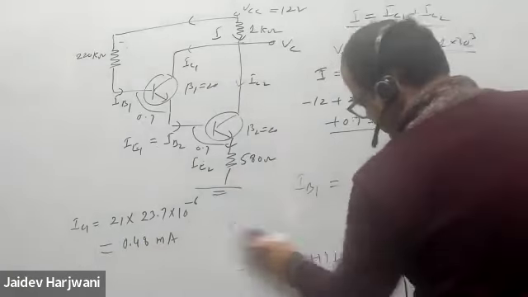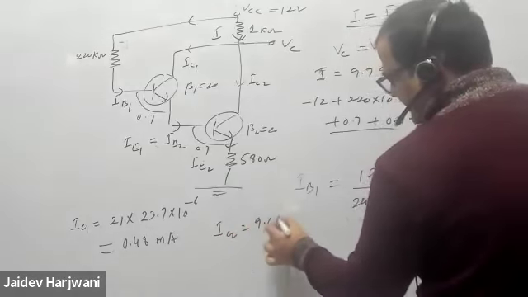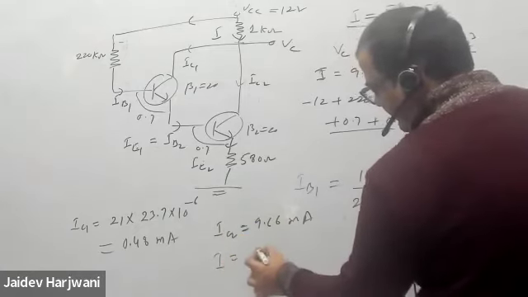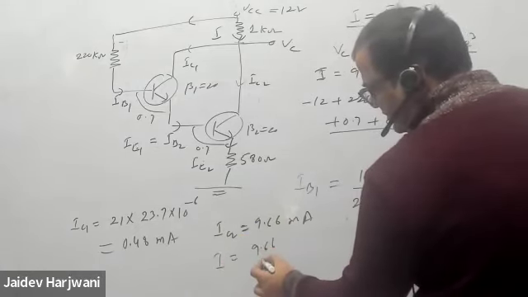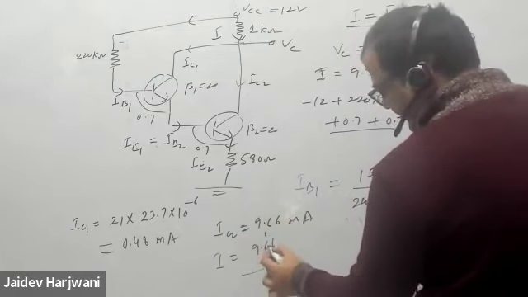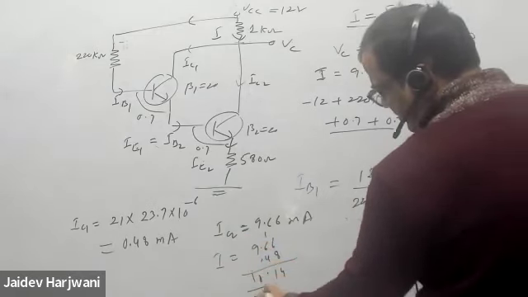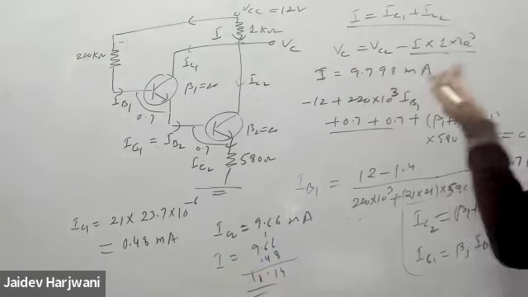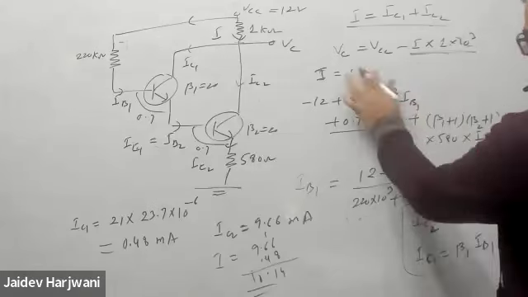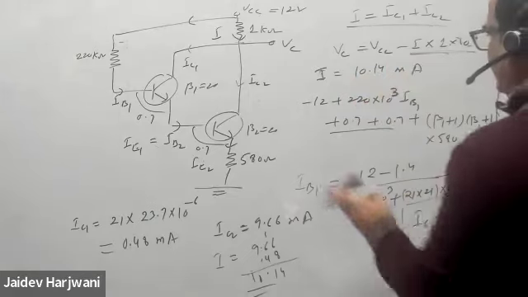IC2 is 9.66 milliampere, yes, milliampere. So total current I will be how much? 9.66 plus 0.48. How much? This will be 10.14. 10.14. Okay. And I'm saying this is 9.78. Whatever, you can calculate what is exactly. So I'm putting here 10.14 milliampere. Okay.